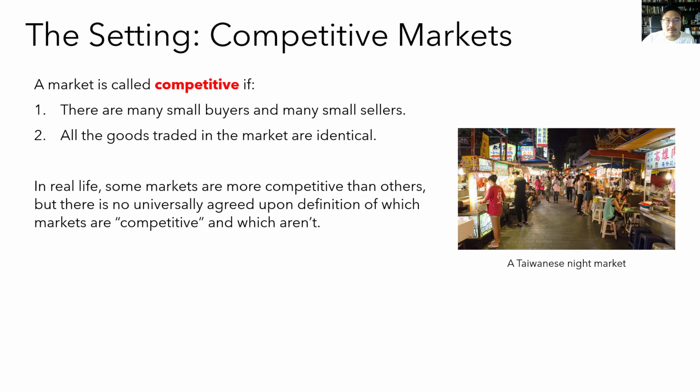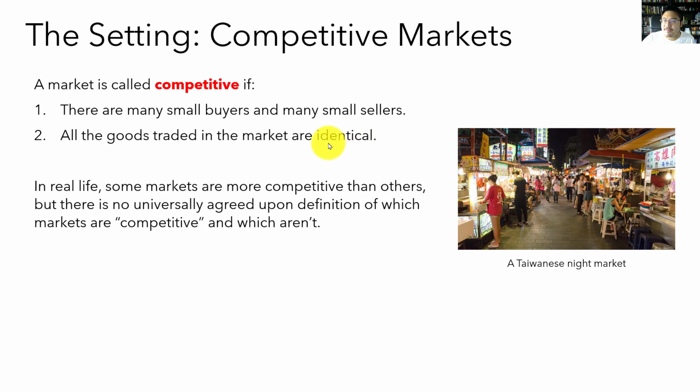They're thinking about a market where first there are many small buyers and many small sellers. What small means is that each individual buyer or seller only commands a very small market share of the total demand or total supply. And second, that all the goods traded in the marketplace are exactly identical. So there are no differences in either the nature or the quality of the goods that are being traded.